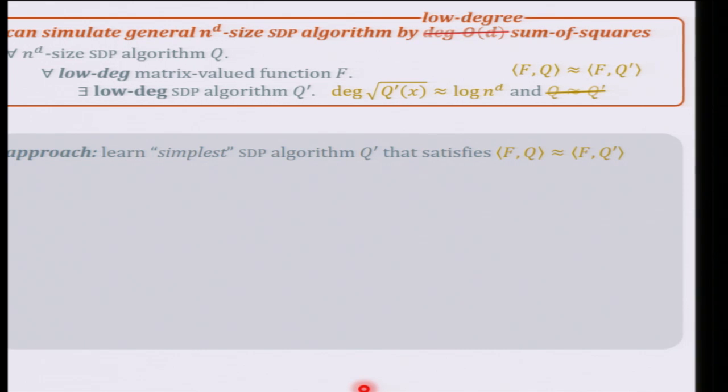The degree of the square root of q prime is hard to understand, so instead of trying to control it directly, we will ask for the simplest q prime with respect to a different measure. The way we measure the simplicity of our approximator q prime is in terms of an appropriate notion of entropy. So we want to choose q prime such that it approximates q with respect to the test f, and it maximizes an appropriate notion of entropy.